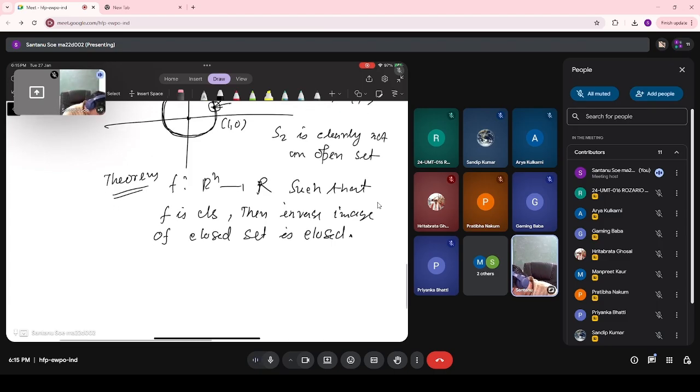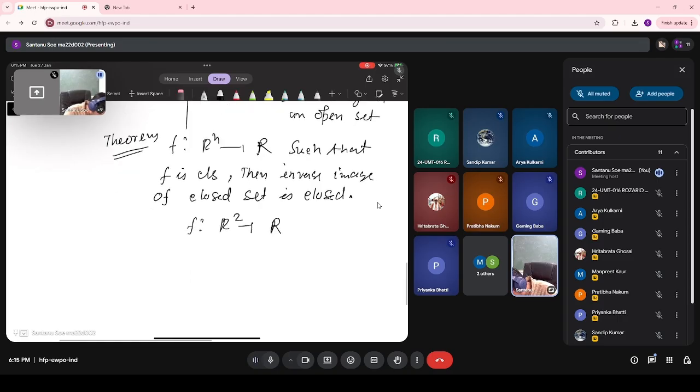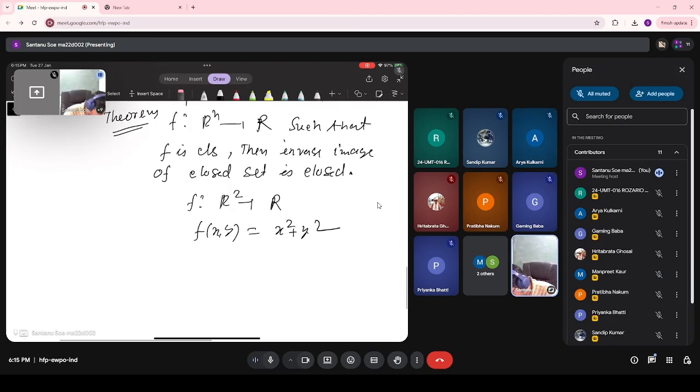So just see that we can define a function from R2 to R such that f of x comma y equals x square plus y square. Now, since this function is a polynomial, because x square plus y square is a sum of two differentiable functions, it's a continuous function. I mean, think of each as a one variable function, so the sum is continuous.